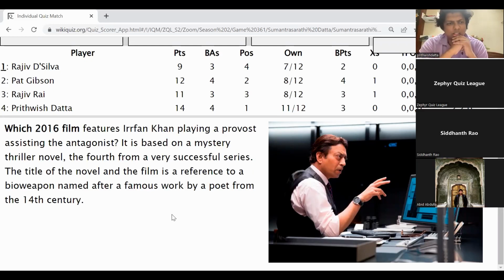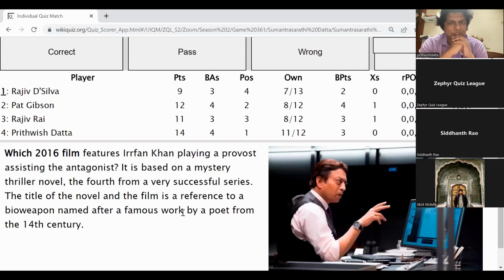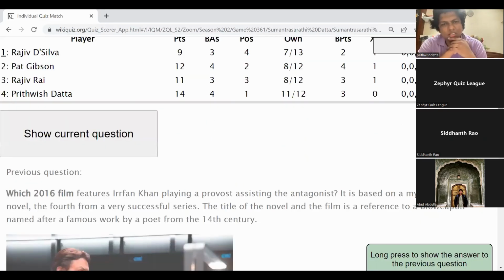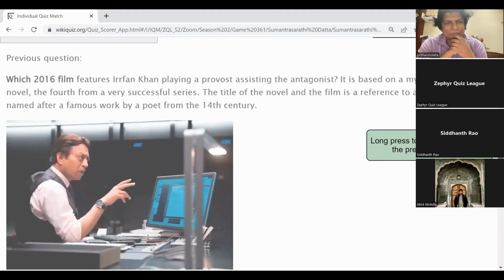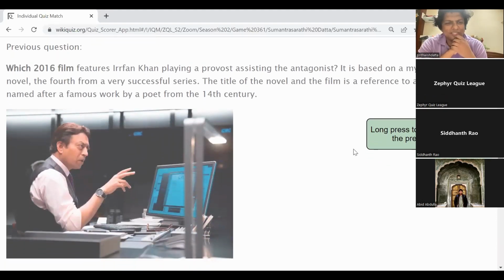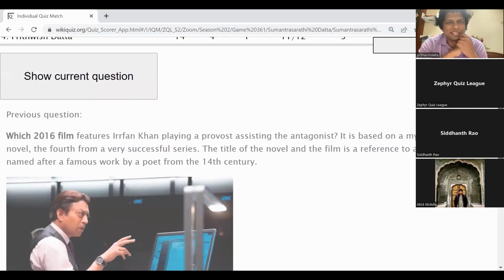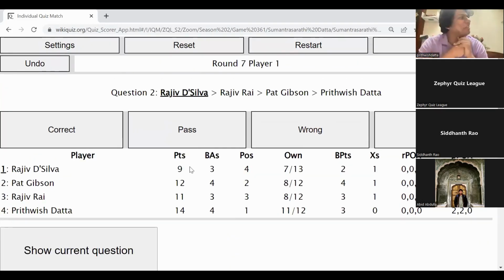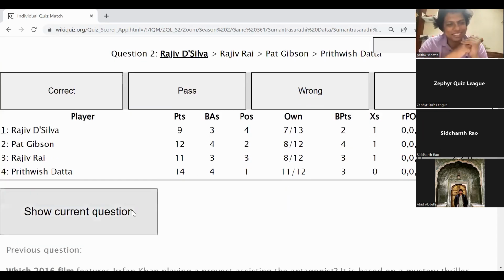Pass. Okay, passing to Rajiv Rai. Pass. And Pat, pass. And Prithwish, we have to pass. Well, any non-com guesses? Anyone? It's one of the Mission Impossible, is it? No. This is Dan Brown's Robert Langdon series, so this will be Inferno. I went till Divine Paradise. Forgot Inferno. Ah. 14th century. Yes.